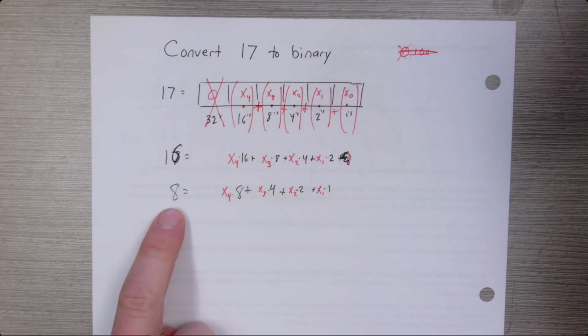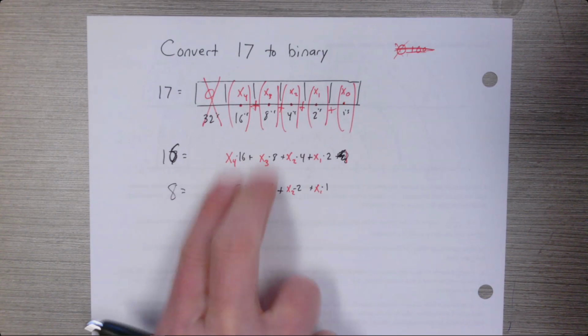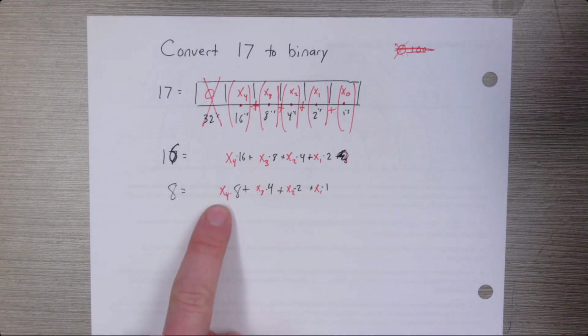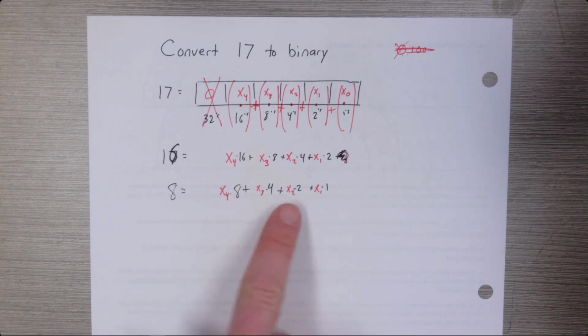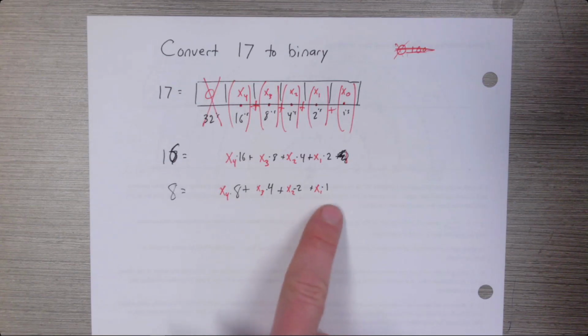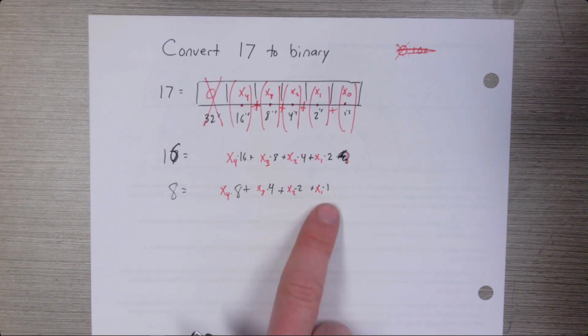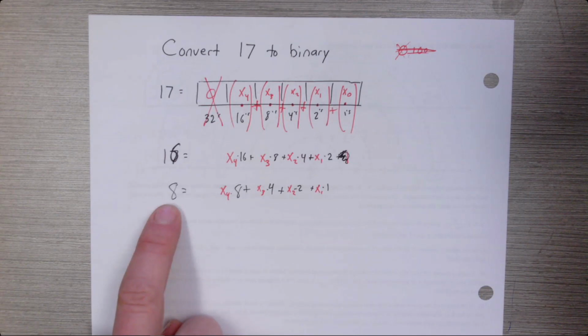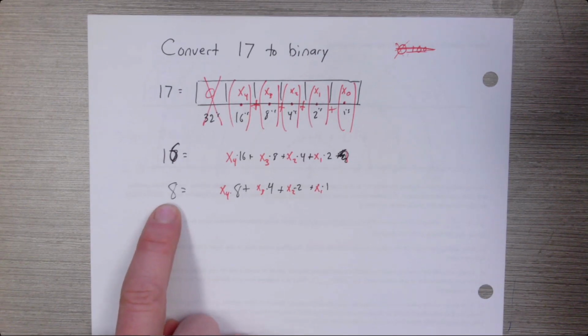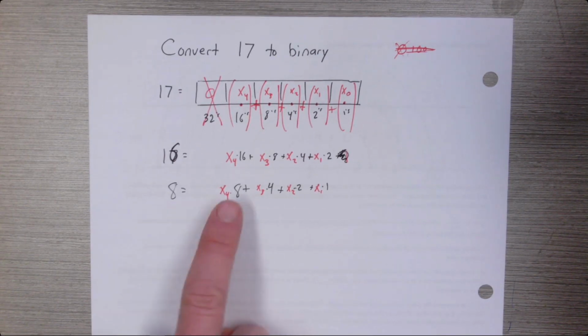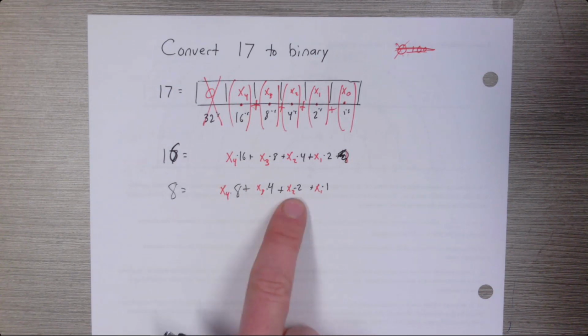16 divided by 2 is 8. If I factor the 2s out and divide, I'll have this unknown digit times 8, this unknown digit times 4, this unknown digit times 2, this unknown digit times 1. And again, we can ask, is the number on the left even or odd? It's even. All of these terms are automatically even.